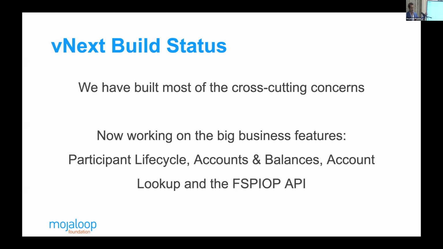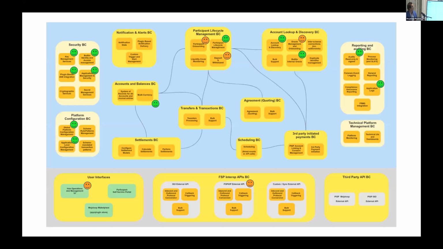What we're doing now is we're working on the big business features. We did participant lifecycle, that's mostly done. We did accounts and balances, same, account lookup, and the FSP IOP API. That's the last one that we started in pair with the lookup. I don't know if you guys can see this. We actually have a placemat that has the whole thing.